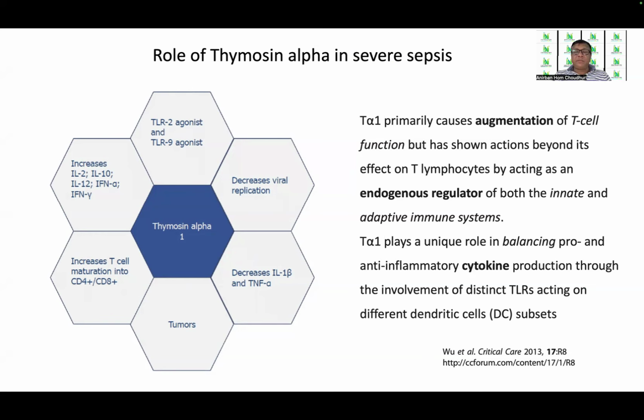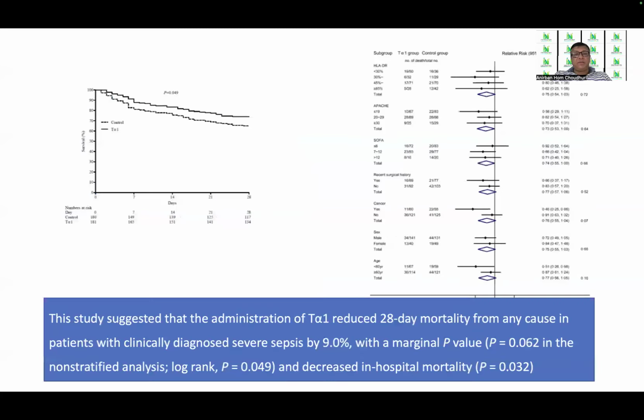And thymosin alpha plays a unique role in balancing the pro- and anti-inflammatory cytokine production through the involvement of distinct toll-like receptors acting on different dendritic cell subtypes. So there has been considerable research, and clinically, the published studies have indicated that this can reduce the 28-day mortality from any cause in patients with clinically diagnosed sepsis by 9%, which is a very good number as far as the studies are concerned, with a marginal p-value, and decreased in-hospital mortality.